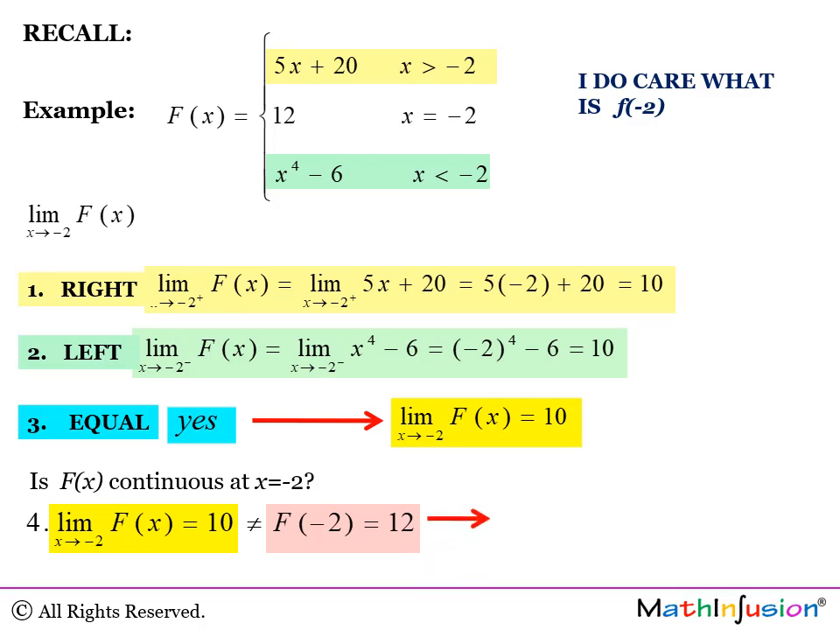So as you can see, the limit of the function as x approaches -2 is 10. It's definitely not equal to f of -2, which is 12. I can conclude that the function is discontinuous at x equals -2.